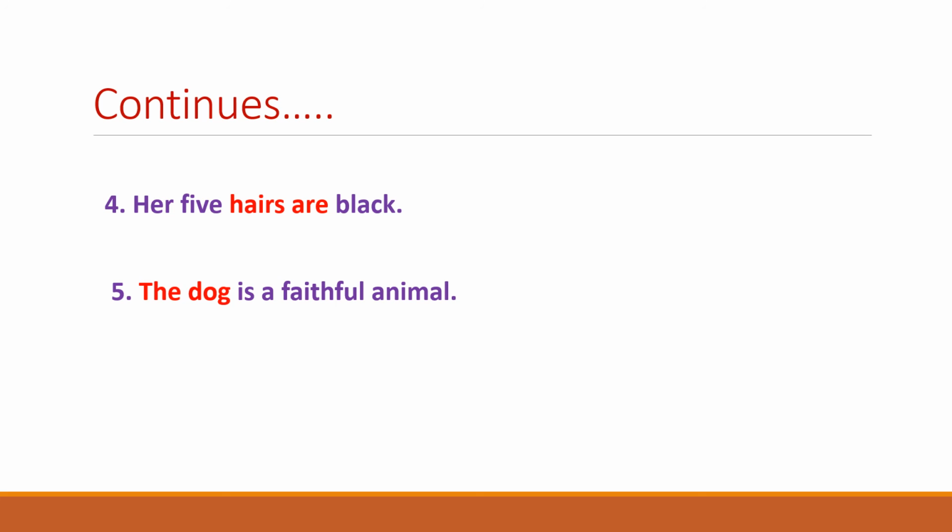Similarly, moving to the 5th sentence, the dog is a faithful animal. The previous, wrong sentence we had was dog is a faithful animal. So when something represents the whole class, then the definite article the is added before that one. So that is why the dog is a faithful animal is the correct expression for this sentence.